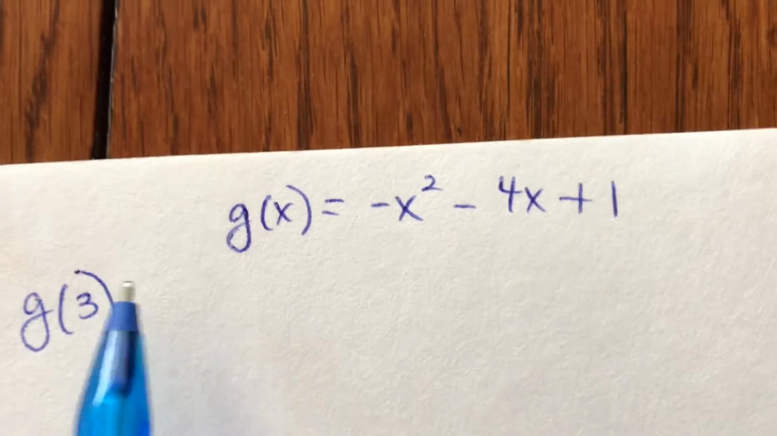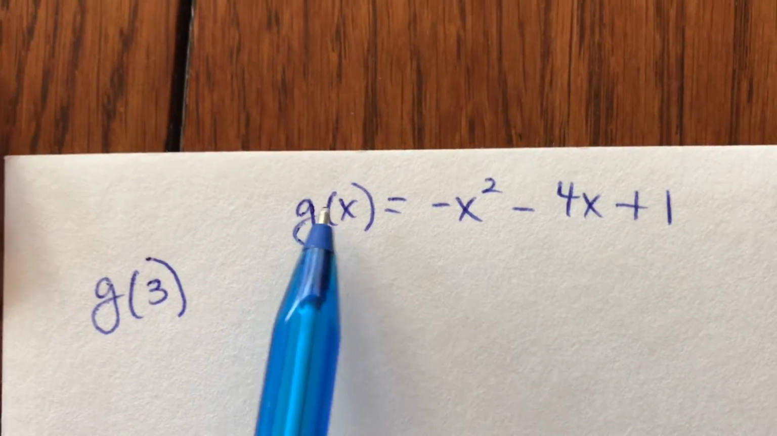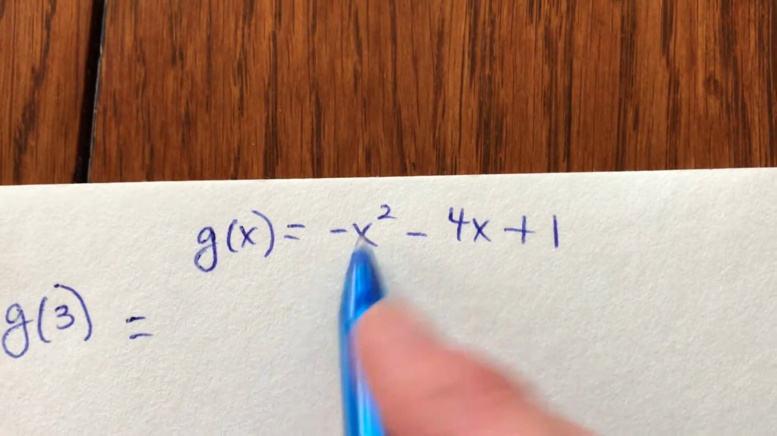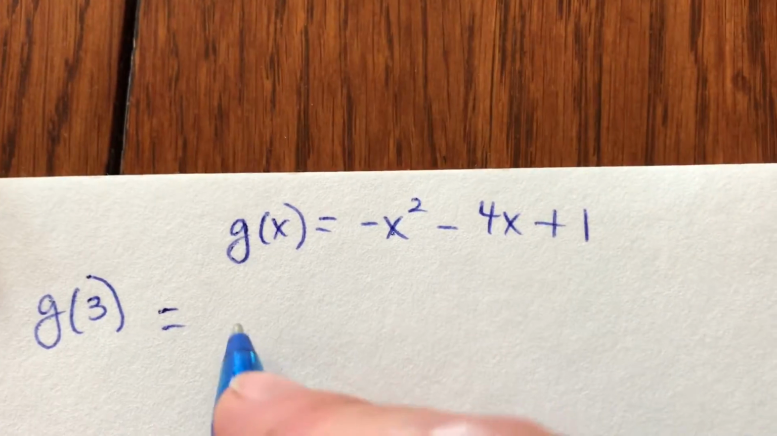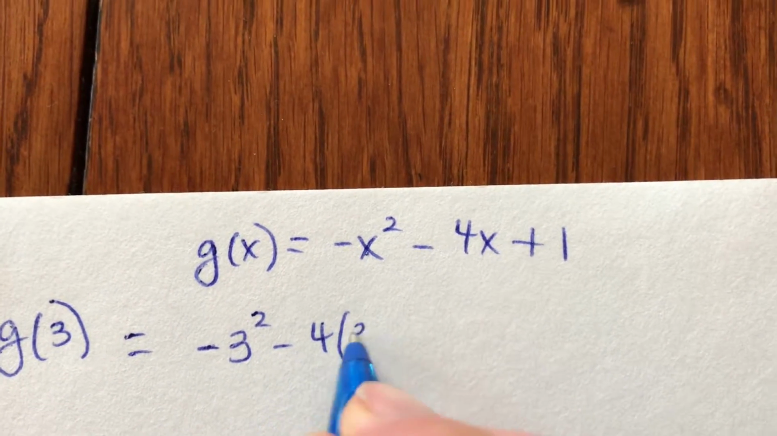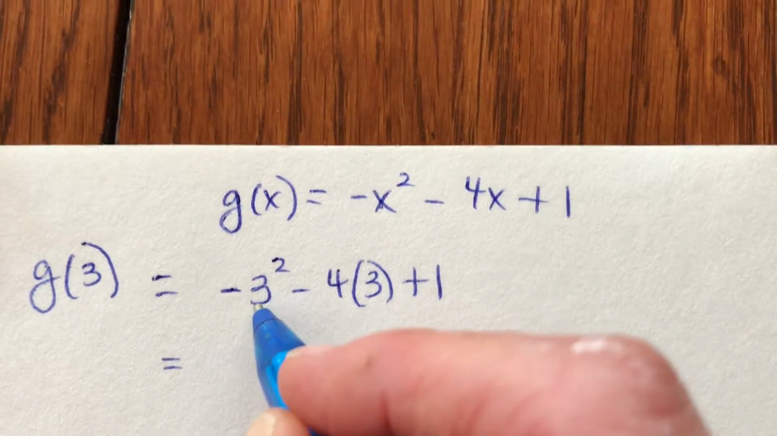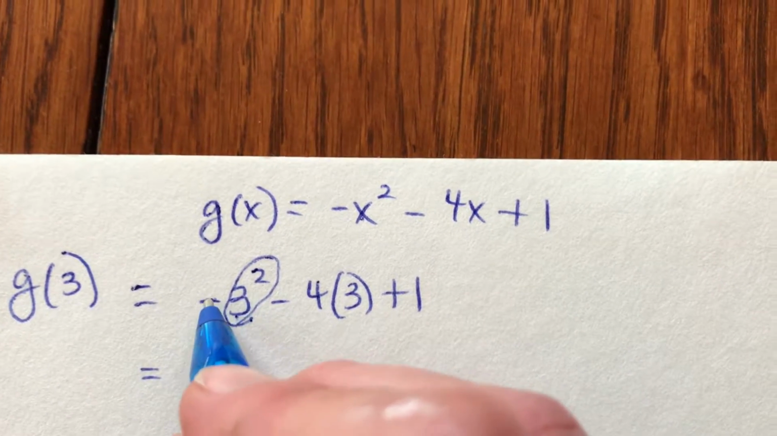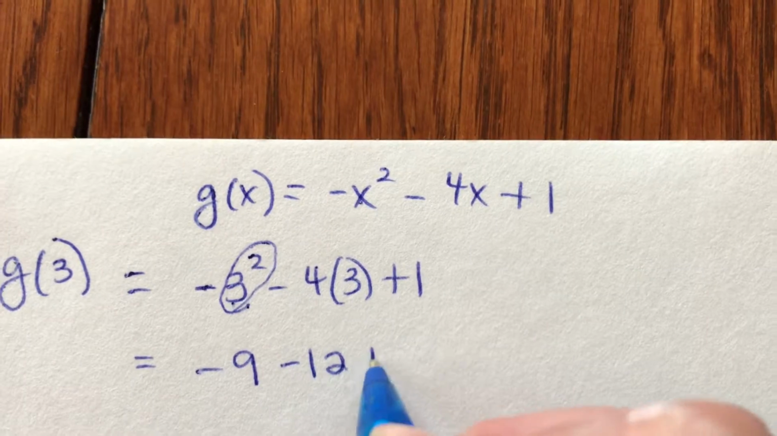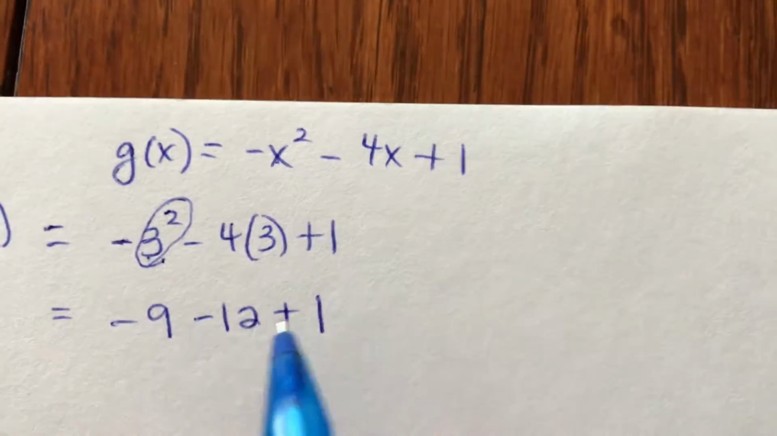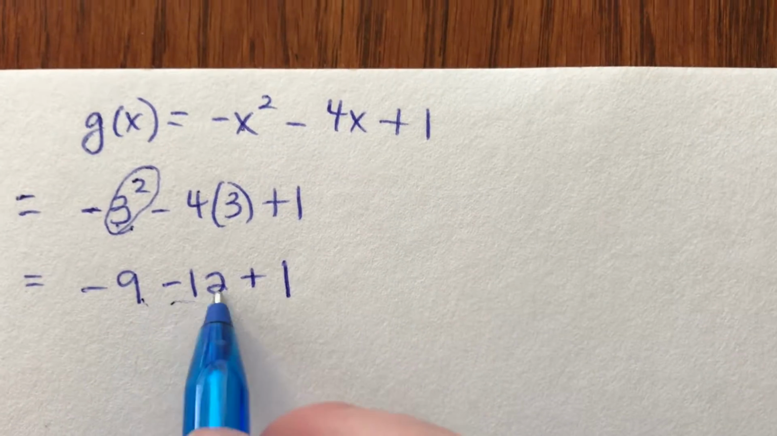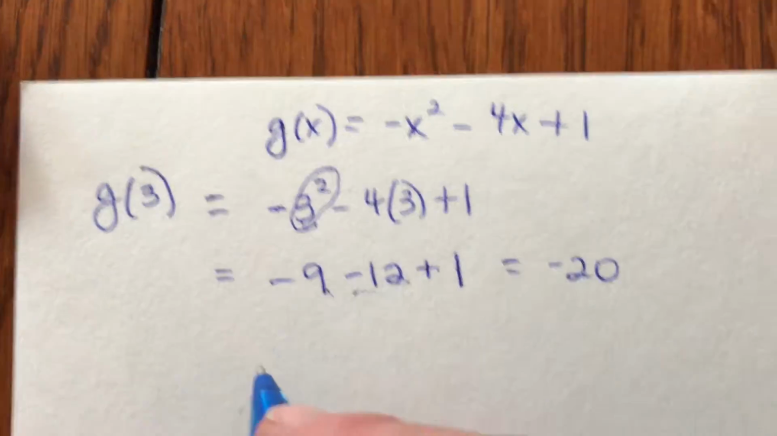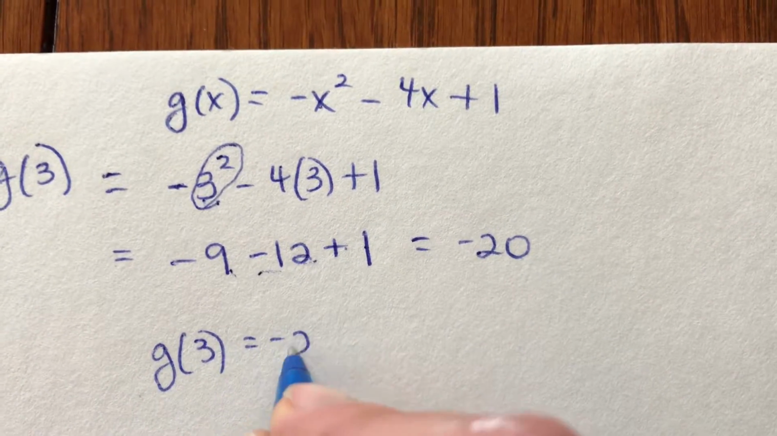Okay, so what are they wanting me to do? Well, instead of the x, they want me to plug in a 3. So everywhere I see an x, I'm going to plug in a 3. So it's going to look like this: negative 3 squared minus 4 times 3 plus 1. And then I'm just going to figure it out. Remember order of operations, you're going to do exponents first. So I'm going to get 9, so negative 9 minus 12 plus 1. So that's going to give me what? Negative, I can't even think, 21 plus 1. So negative 20. Okay, and that's your answer. So you would say g of 3 equals negative 20.